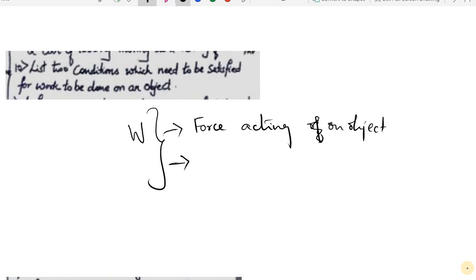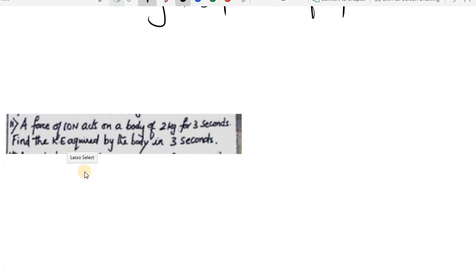List two conditions which need to be satisfied for work to be done on an object. For work to be done on an object, there has to be a force acting on the object, and there has to be a displacement of the object. If both these conditions are satisfied, then you have work done on an object.